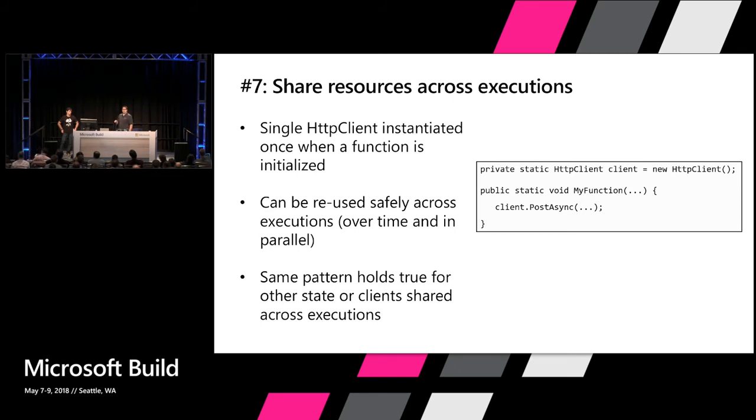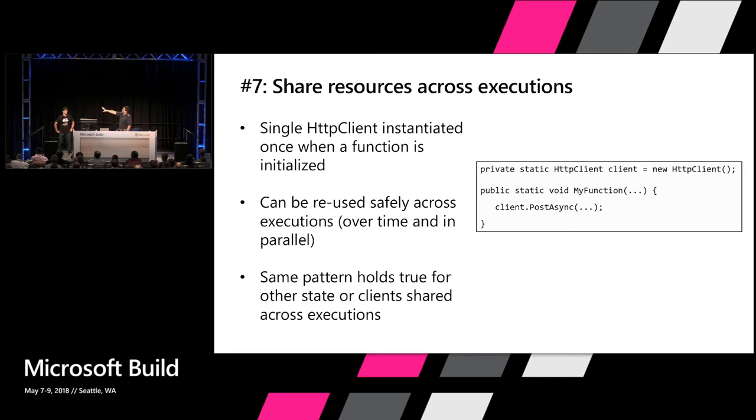I had it trigger on an event hub. I just wrote a really simple Azure function that was using var client equals new HTTP client. And then I threw 10,000 events at it all at once to see what would happen. And it didn't really like it that much. So this is a big one. So hopefully that makes sense. It will make a massive difference.